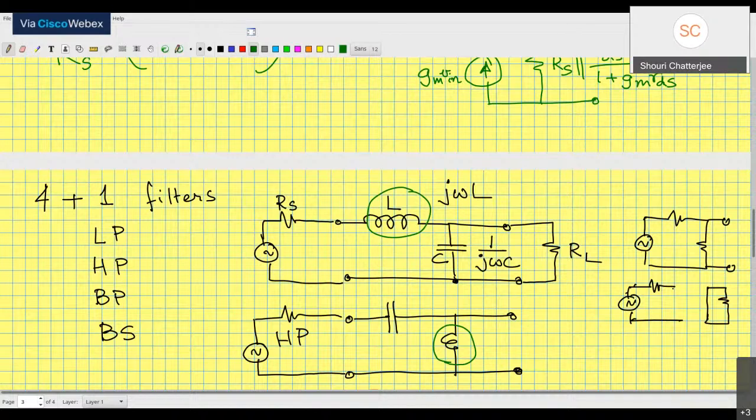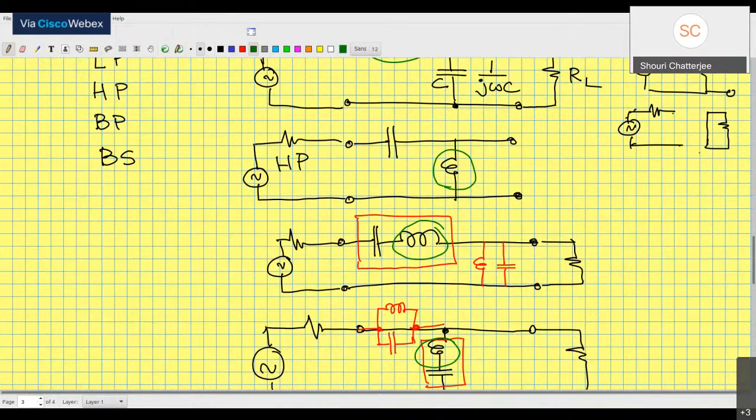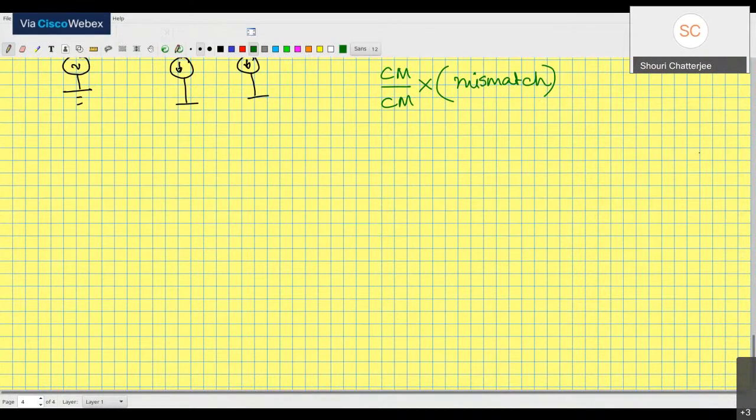Then I have another question by Anant Arya saying that when do we need a freewheeling diode across an inductor? So this freewheeling diode business.